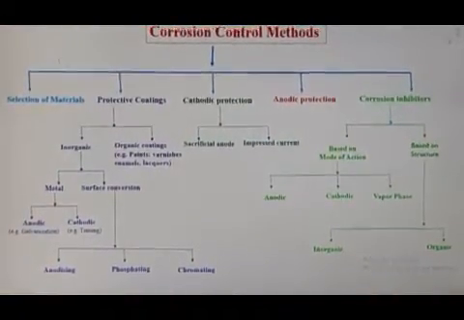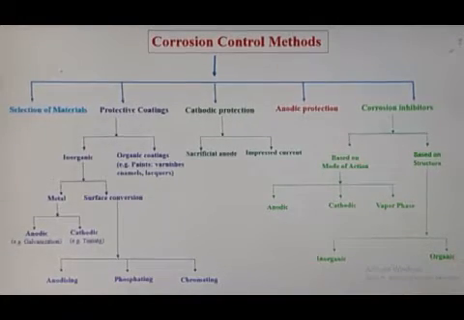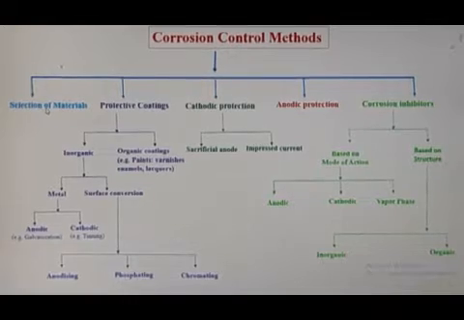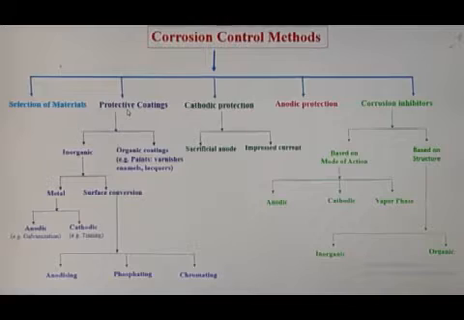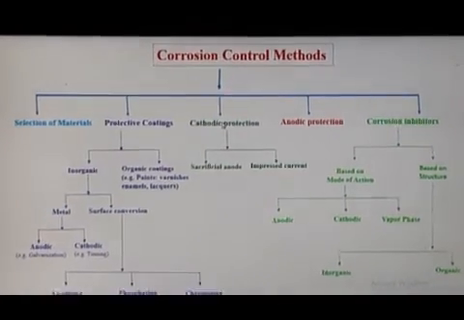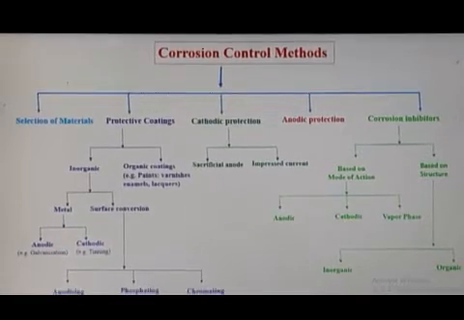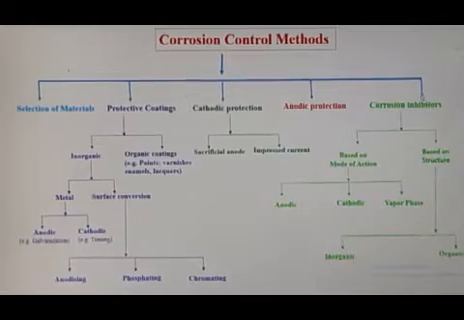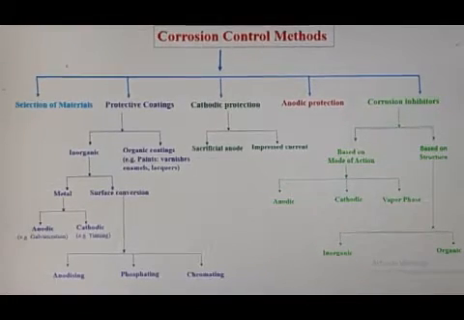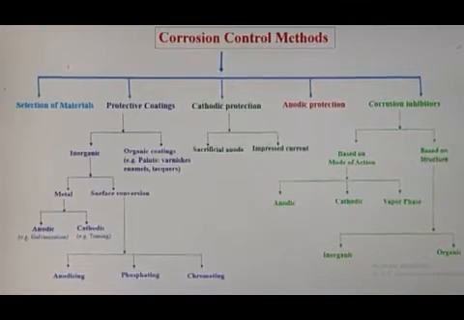In this chart, I have put all the methods which are employed to control electrochemical corrosion. The selection of materials, which plays an important role in the control of corrosion, is the first method. Then the protective coatings, which include inorganic and organic coatings, which cover the surface to be protected. Third is cathodic protection, in which the metal to be protected is converted into a cathode. Fourth is anodic protection, which is very similar to anodizing, and fifth is the corrosion inhibitors method, in which inhibitors are employed to suppress electrochemical corrosion. And the inhibitors are classified on the basis of their mode of action as well as their structure.